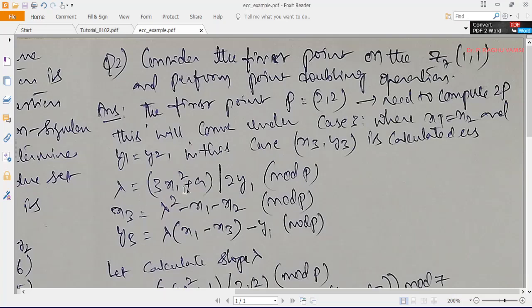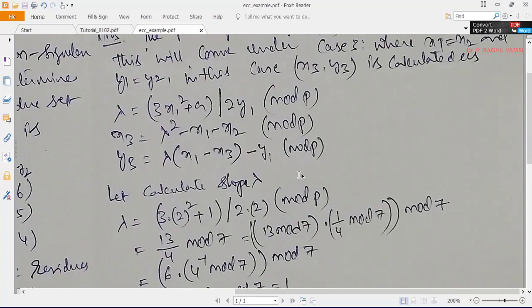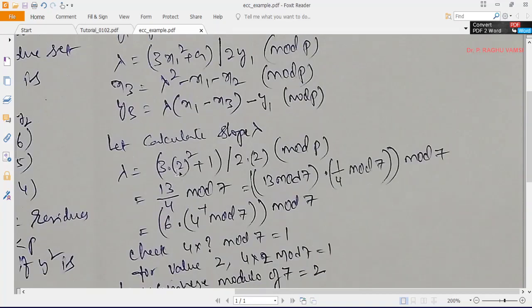Lambda is equal to (3x1 square plus a) by 2y1 mod p. So we have the values x1, x2, a, b. Lambda is equal to 3x1 square, 3 into 2 square plus 1, that is 4 into 3, 12 plus 1, 13 by 2 into 2, 4 mod p. So it will become 13 by 4 mod p. It can be split as 13 into 1 by 4. When you say 13 into 1 by 4, obviously the modulo operation can be done like this.